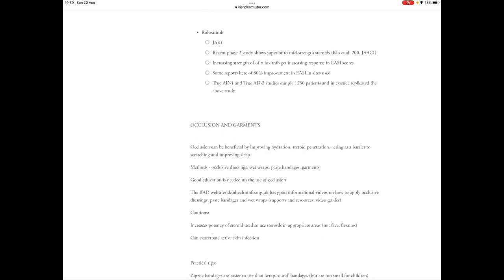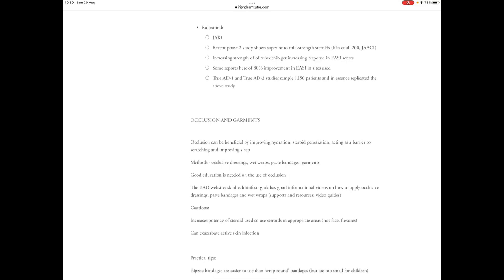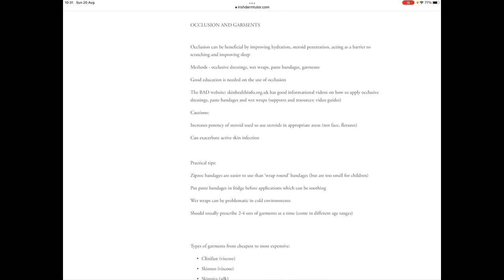And then there's ruxolitinib. Now, JAK inhibitors are used systemically now for eczema and many other conditions in dermatology and in other specialties. And a phase 2 study in 2020 showed it might be superior to mid-strength steroids, and some reports of 80% EASI improvement in some sites. And so there are some studies about that. Again, I don't know how expensive it is or how practical it will be to use, so I suppose keep an eye on that one.